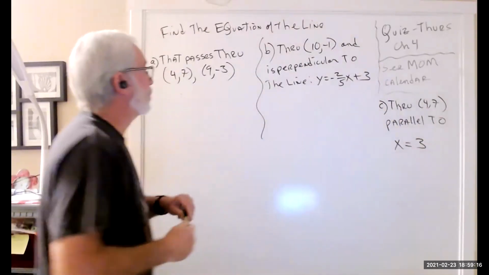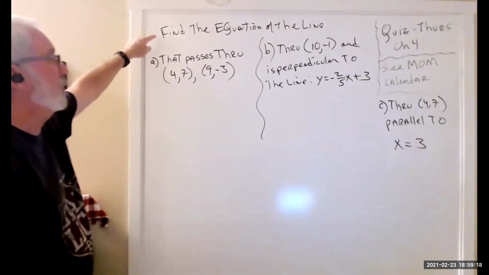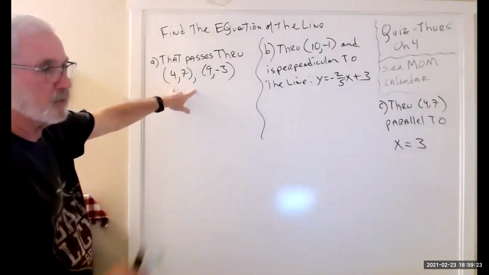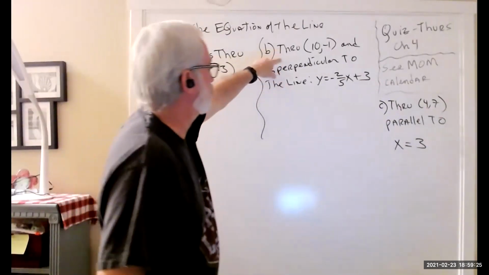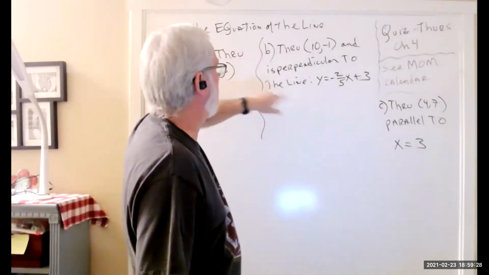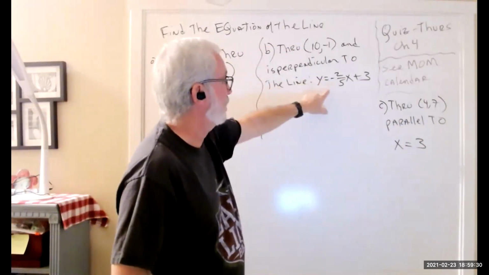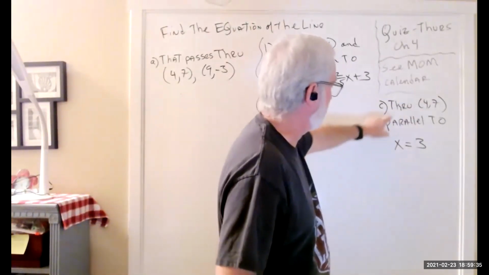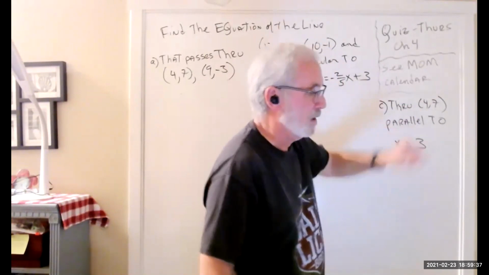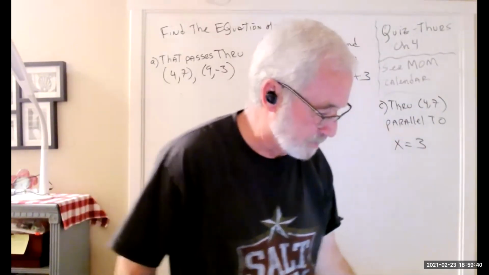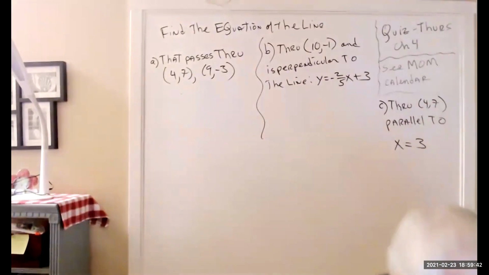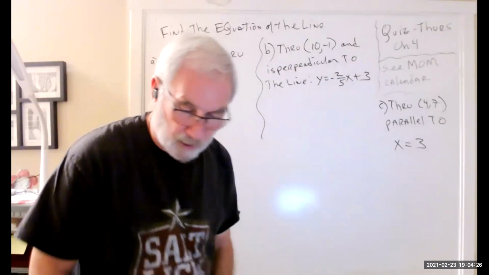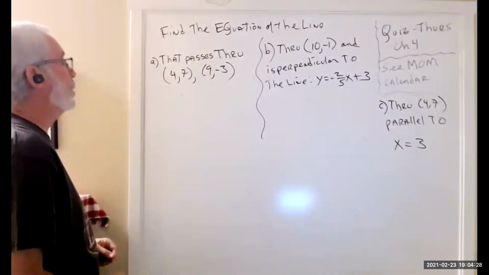So 3 problems, find the equation of the line that passes through those 2 points. That's problem number 1. Problem number 2, find the equation of a line that goes to the point 10, -1 and is perpendicular to this line. And problem number 3 goes through that point there and is parallel to this line. So this should take a little bit more time. So I'm going to pause it. And okay, so here we go.